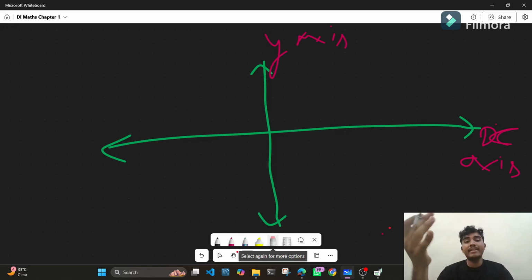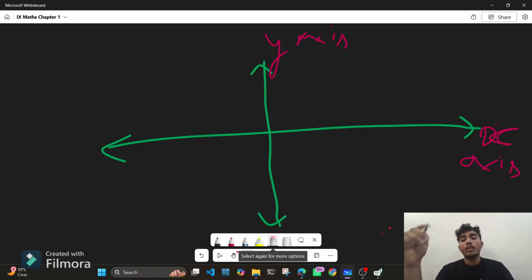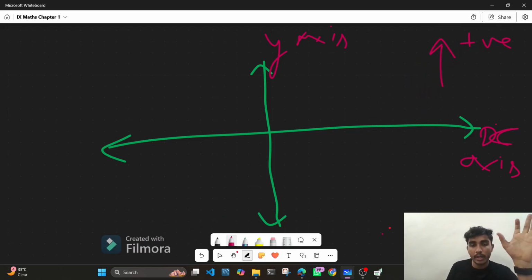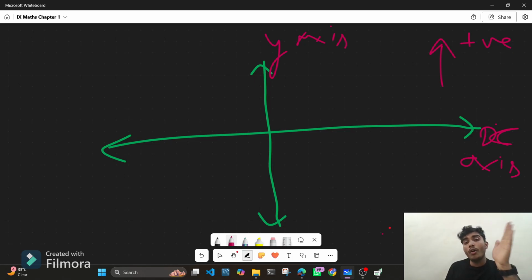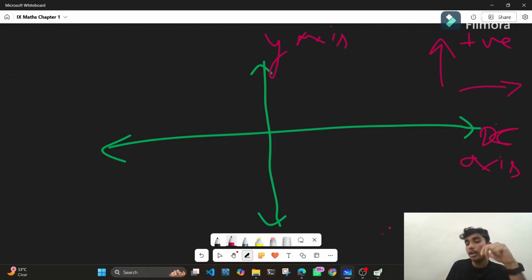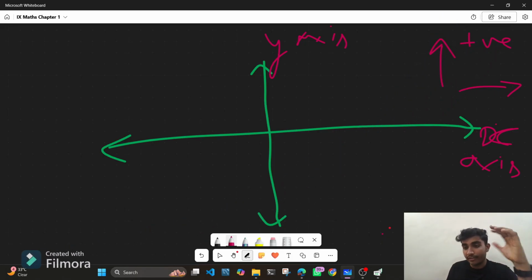Okay, so what are the basic sign conventions that we use here? Just listen to me carefully. All the points that lie above the x-axis are positive. Second, all the points that lie to the right of the y-axis are also positive. Understood? All the points above the x-axis are positive. All the points that lie to the right of the y-axis are also positive.